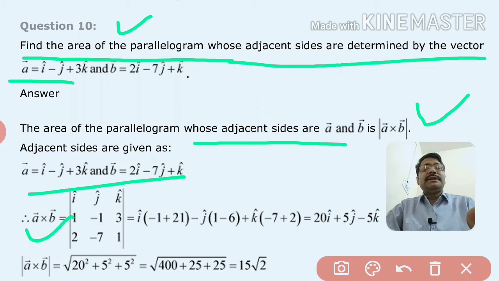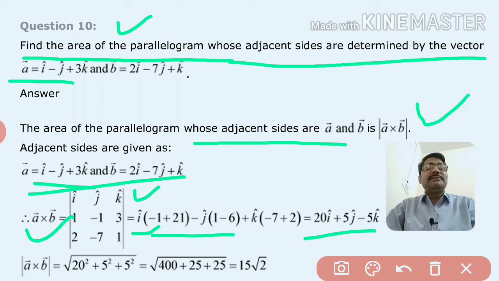You have to first find A cross B, that is I, J, K. Second row is 1, minus 1 and 3, third row is 2, minus 7 and 1, and you solve this determinant. Okay, first by I, then by J, then by K you open, you will get 20I plus 5J minus 5K. After that you will find the modulus of A cross B, that you will get 15 root 2. So the area of the parallelogram you get is 15 root 2.